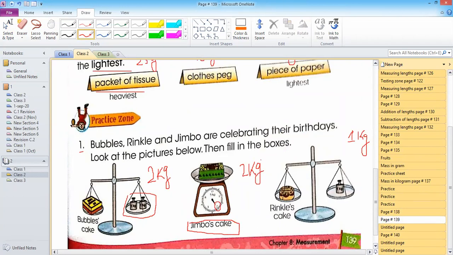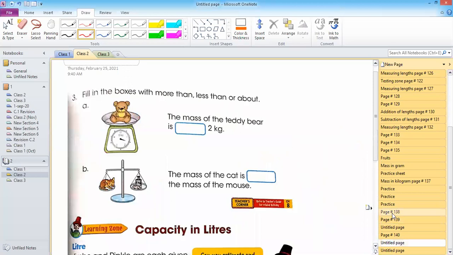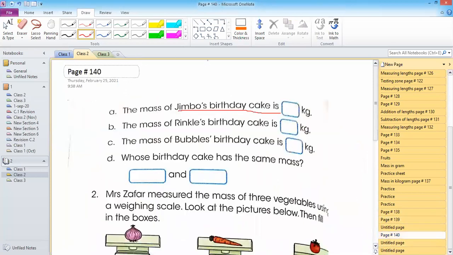So, what is the mass of Jimbo's cake? Yes, guys, what is the mass of Jimbo's cake? 2 kilogram. That's very good. So, you will write here it is 2 kg.